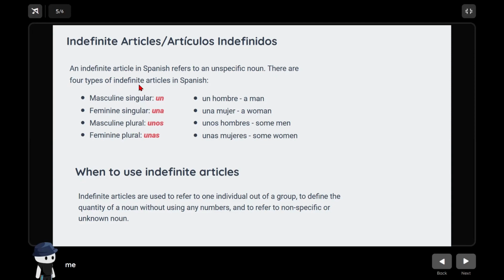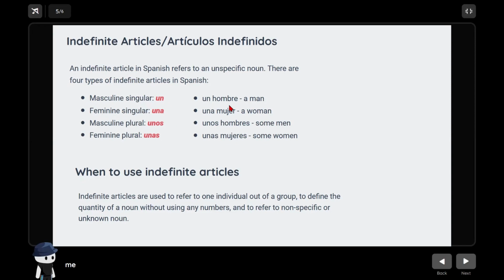There are four types of indefinite articles in Spanish. And of course, you're going to see the same ones as in the previous video: masculine singular, feminine singular, masculine plural, feminine plural. It's always those four different states. I like to call them states because you have to switch between, okay, is it masculine plural? Is it feminine singular? All of those things. So think of it as states. So these four options here: un, una, unos, unas, right?